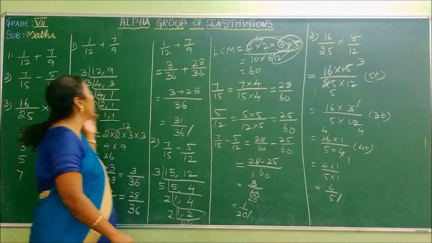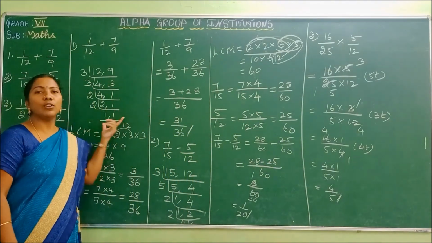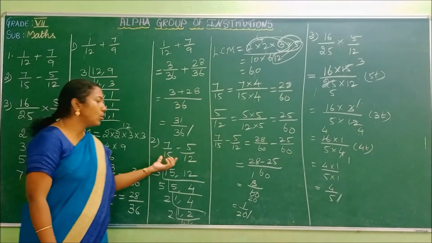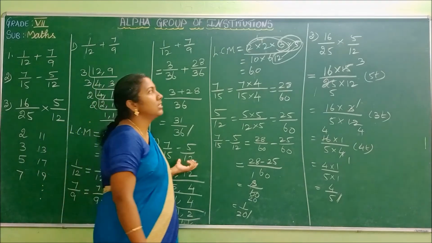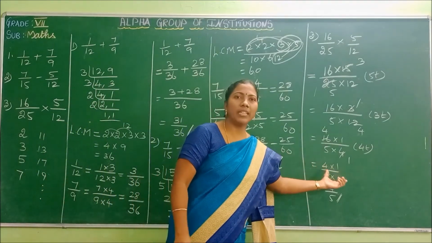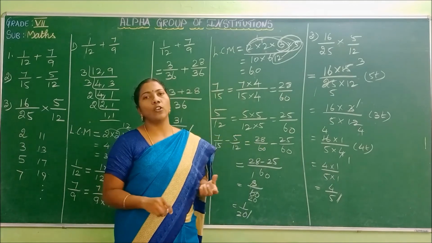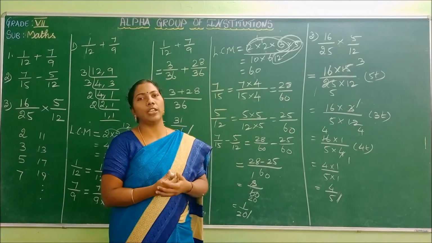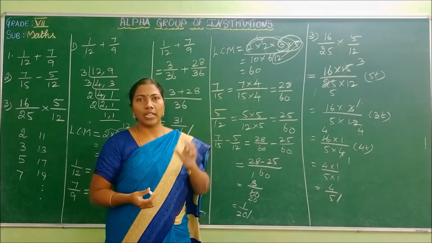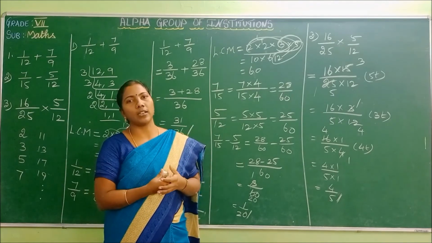Thus we have recalled how to add given unlike fractions, how to subtract given unlike fractions, and how to multiply the given two fractions. I hope you all understand all the concepts we have discussed today. Okay, write your classwork very neatly, do your homework correctly.